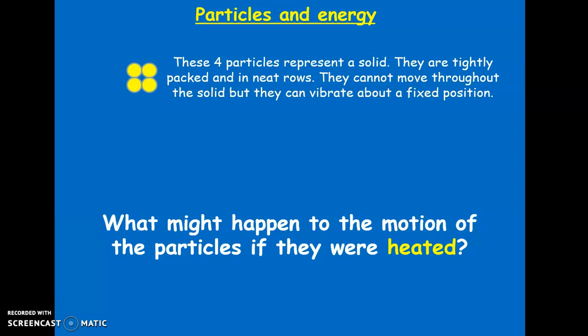What might happen to the motion of these particles if we were to heat up the object? Pause the video, give yourself a minute to think about it, and let's see if you get it right.